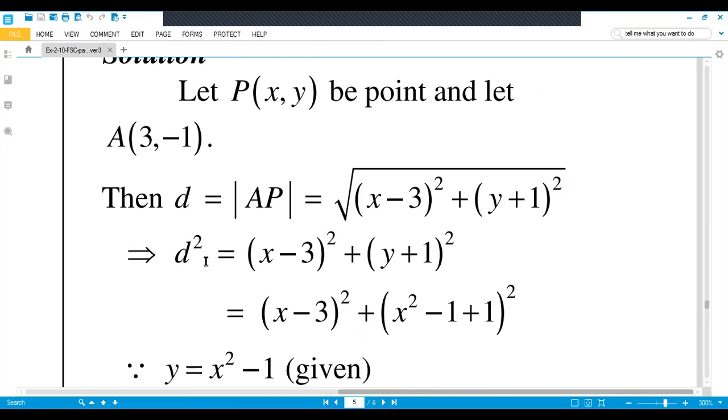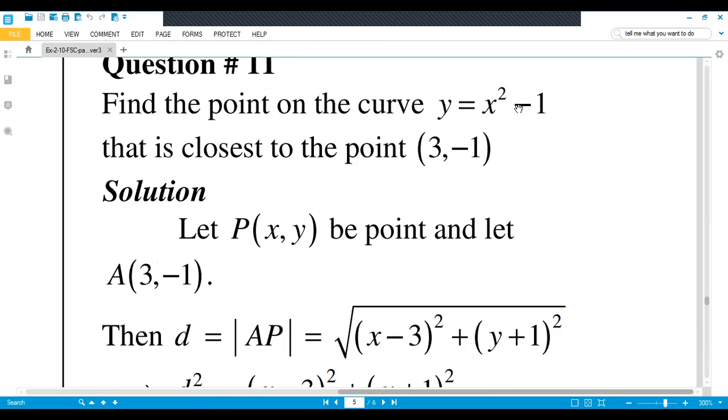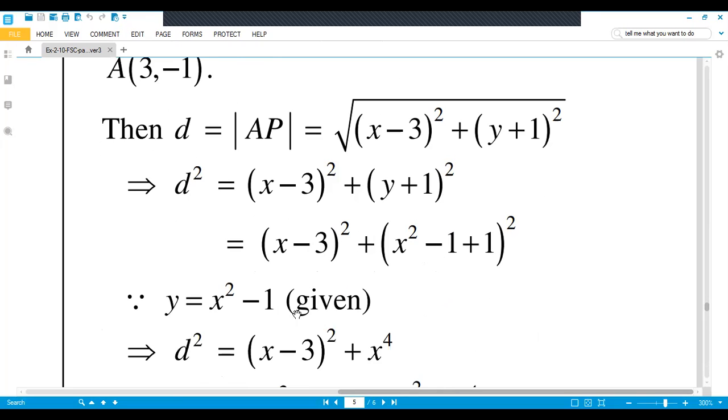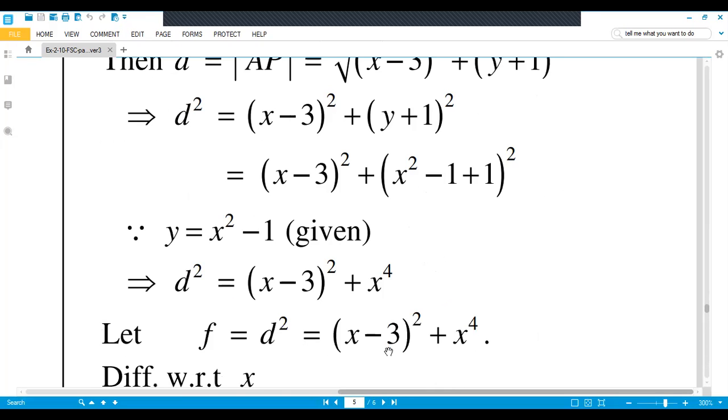So you get d square is equal to (x minus 3) whole square plus (y plus 1) whole square, taking the square on both sides so the square root is removed. Already given y is equal to x square minus 1, so you put the value of y in this: minus 1 plus 1 cancel. So you get (x minus 3) whole square plus x power 4. This is the value of d square. Suppose that it is equal to f.